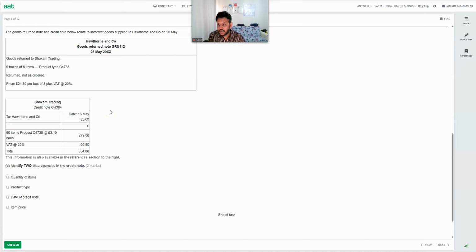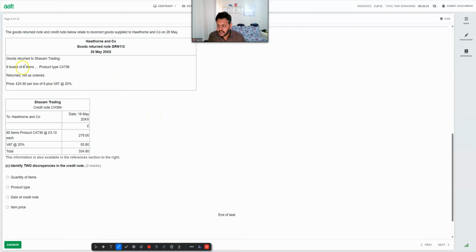Goods return to S Trading, 9 boxes of 8 liter. So 9 boxes of 8 liter returned, not as ordered, so they just received it without order. Price per box 24.80. A box of 8 plus 20% VAT. Okay, so 90 items, and the product is 3.10 each. The VAT is 5.5, and the total identified a discrepancy. So it's not matching, isn't it? So of course there's a discrepancy.